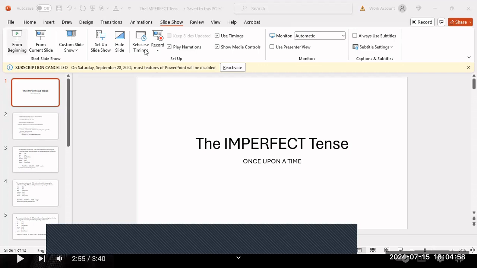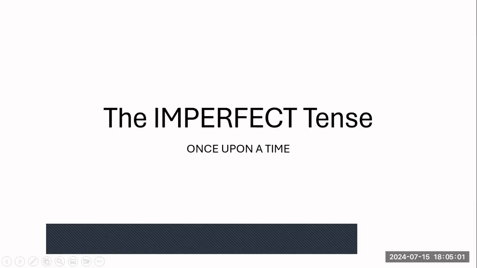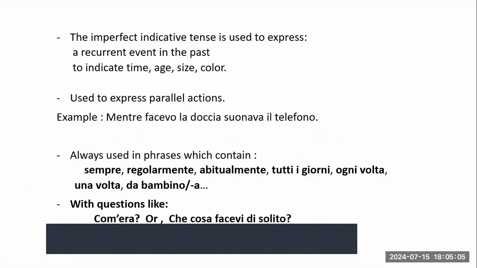Okay. Right. So the imperfect tense is your once upon a time. You use the imperfect tense when you want to express something that happened in the past that was recurrent, something with regards to time, to age, to size, or to color. You'll understand this more when you come across the sentences. But basically, when you talk about something in your past that was habitual, something that happened regularly, something that happened often, when you're describing something in your past with regards to size or color or age, that's when you use the imperfect tense. It's used to express parallel actions.